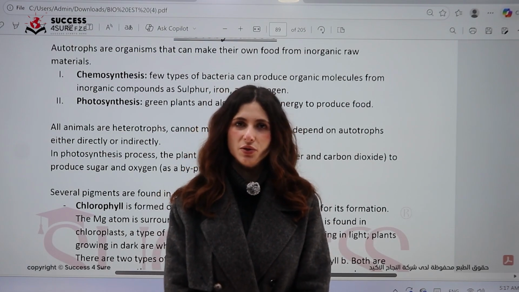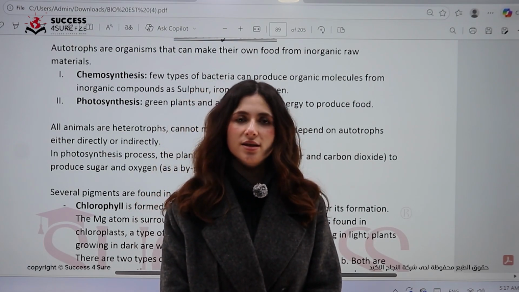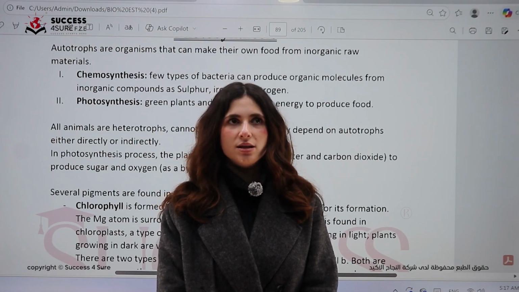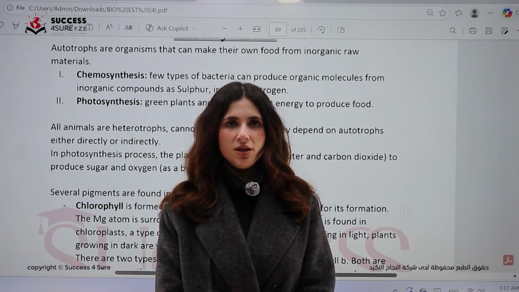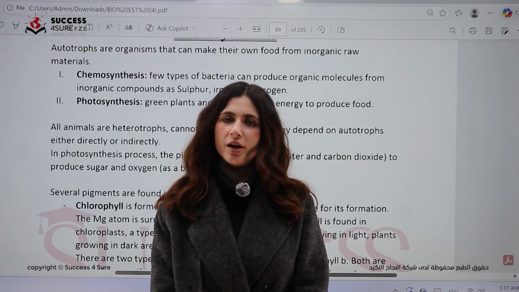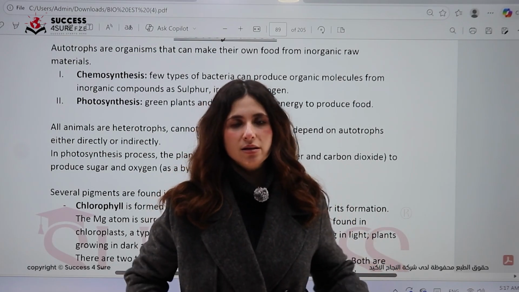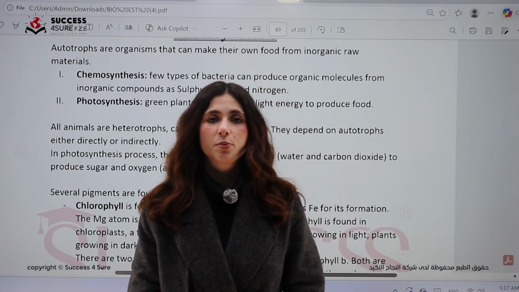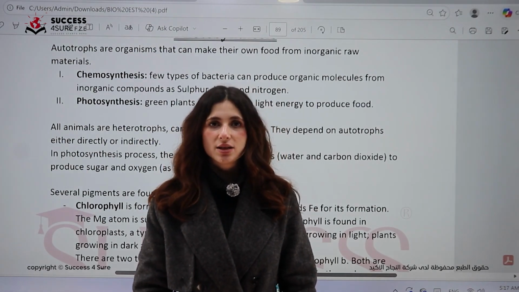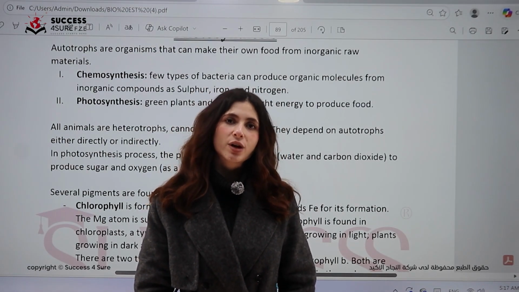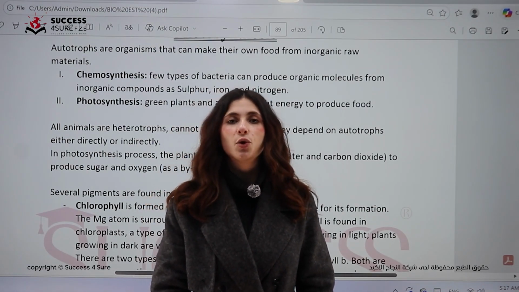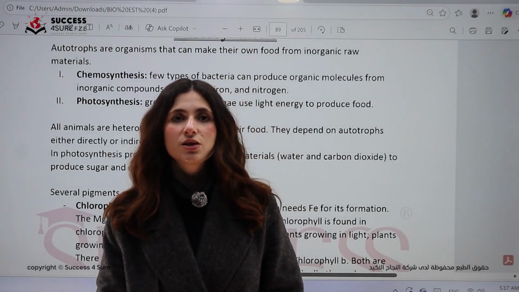Today we are going to discuss photosynthesis. Photosynthesis is the exact equation like the cellular respiration, but reactants become products and products become reactants. Now, photosynthesis is the process that is used by plants in order to take inorganic molecules and turn them into organic molecules within its own body.